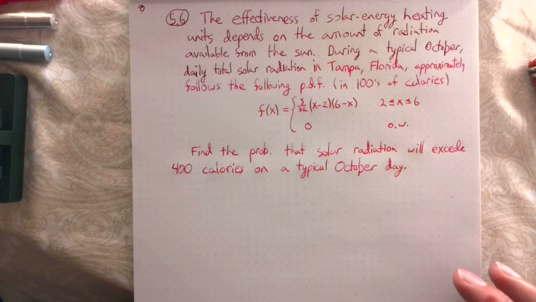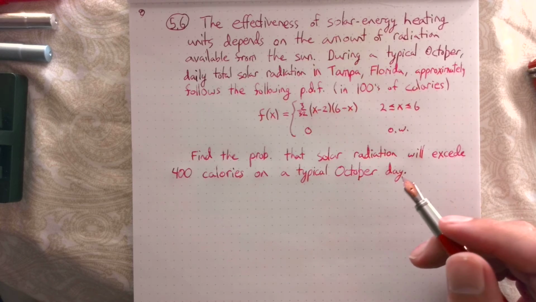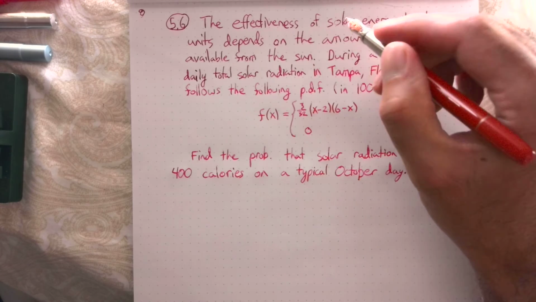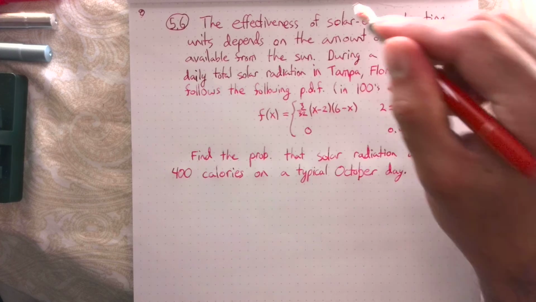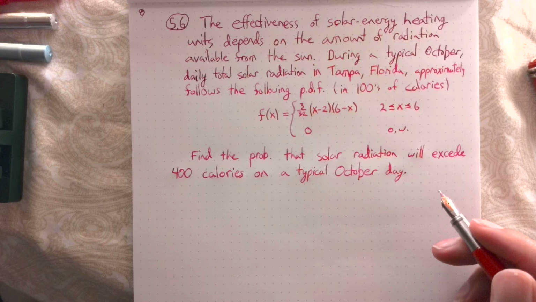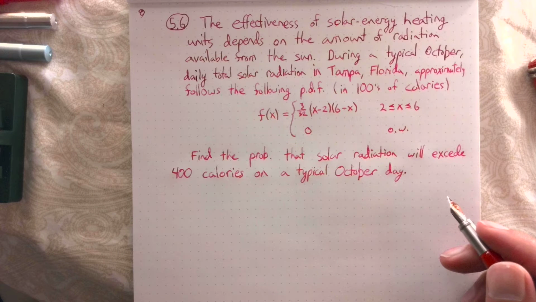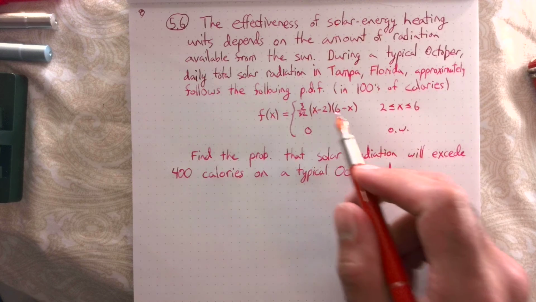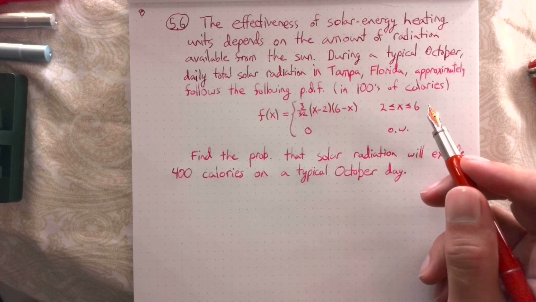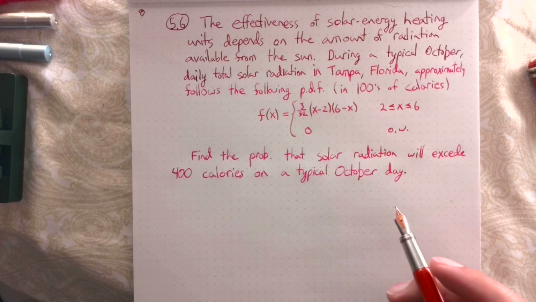All right. So for the next problem on the review, this is 5.6. The problem says the effectiveness of solar energy heating units depends on the amount of radiation available from the sun. During a typical October, daily total solar radiation in Tampa, Florida, approximately follows the following probability density function (PDF) in hundreds of calories. Remember, this X is in hundreds of calories, and it's given by this here.